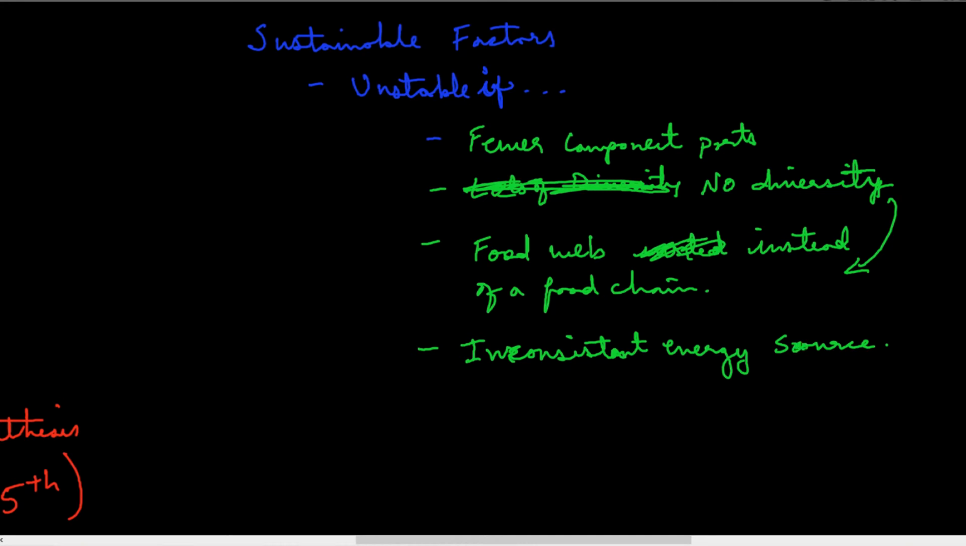Okay, all right. Inconsistent energy source. Now, this goes back to again this one. If you think about it, it goes back to this. If you only had a linear food chain, for example, and the source of energy that you depended on was not very consistent in producing, then you would die off. It wouldn't be good for you if that source of energy stopped producing.